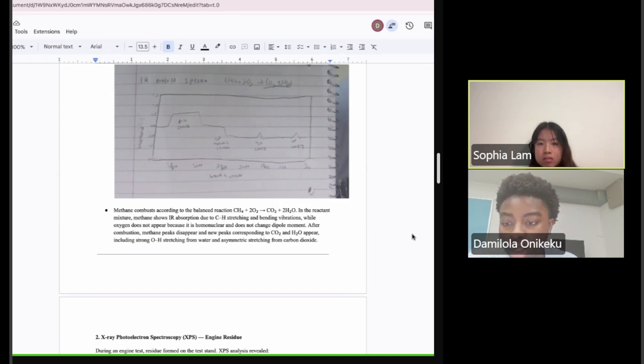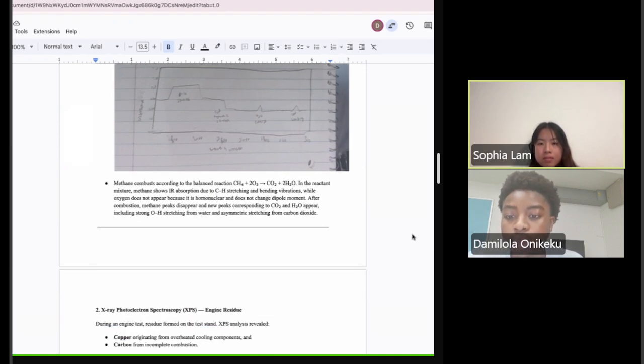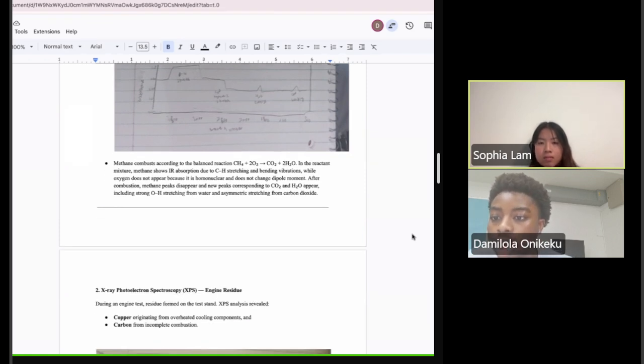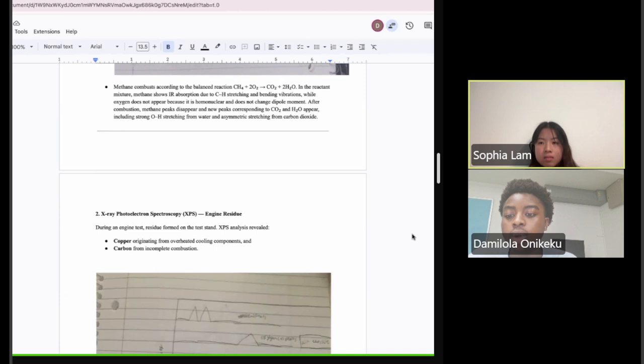In the reaction mixture, methane shows IR absorption due to CH stretching and bending vibrations, while oxygen does not appear because it is homonuclear, so it does not change dipole moment. After combustion, methane peaks disappear and new peaks corresponding to CO2 and H2O appear, including strong OH bond stretching from water and asymmetric stretching from carbon dioxide shown inside the chart. You can see the difference between the two, the product and the normal infrared spectra.